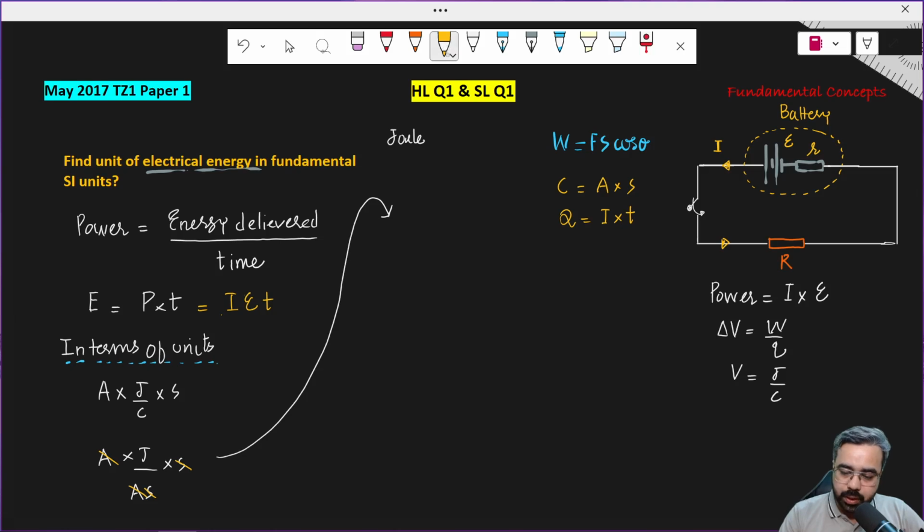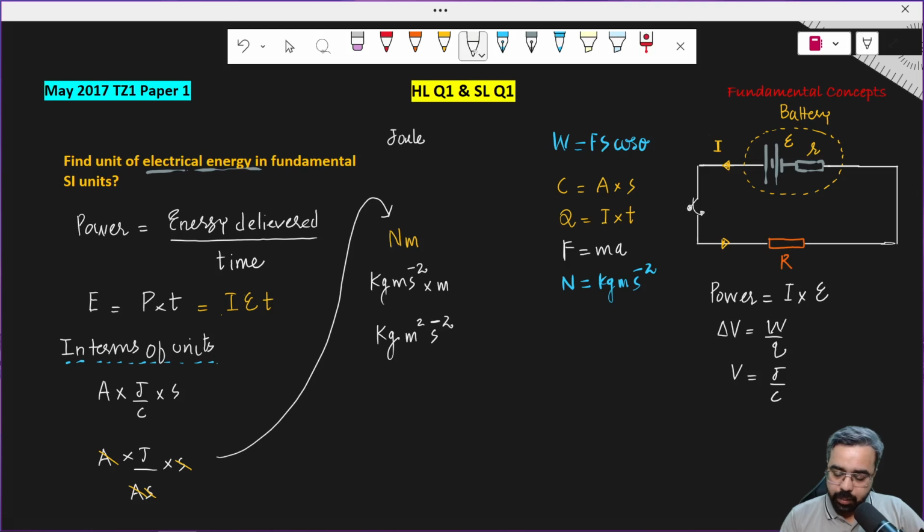Now the joule is equal to newton times meter, okay? And the newton is a unit of force, and the force is equal to ma according to Newton's second law, right? So the newton should be equal to kilogram meter per second square, times meter. So hence this is the fundamental SI unit of energy, in which all the units are fundamental SI units.